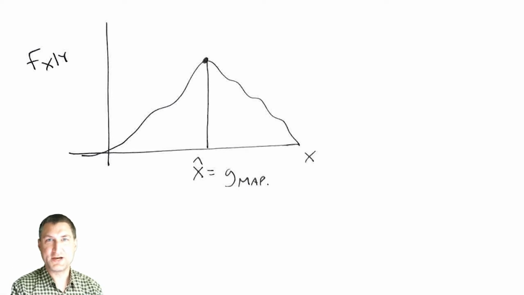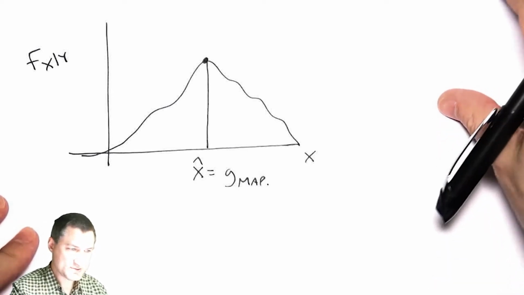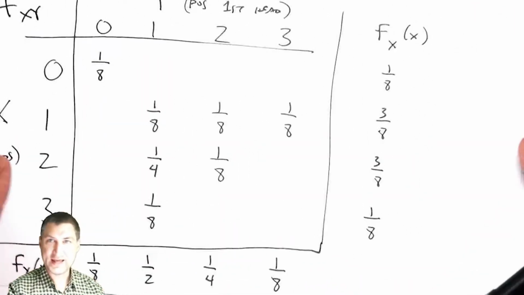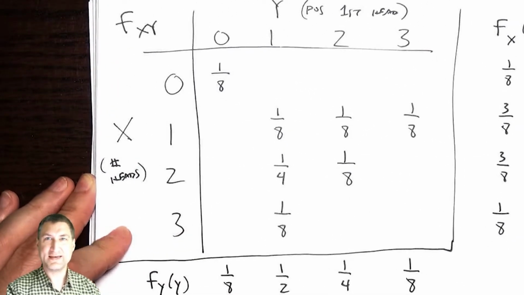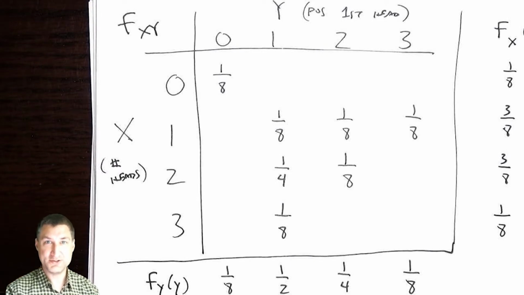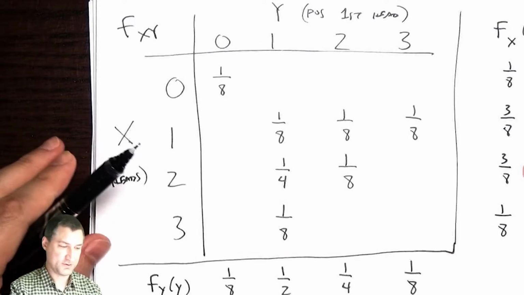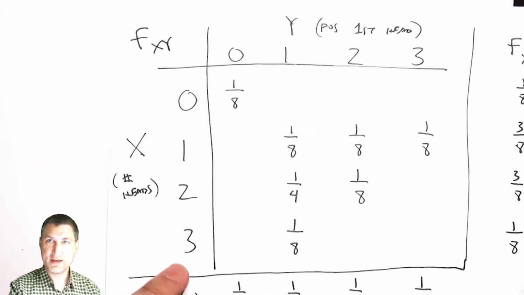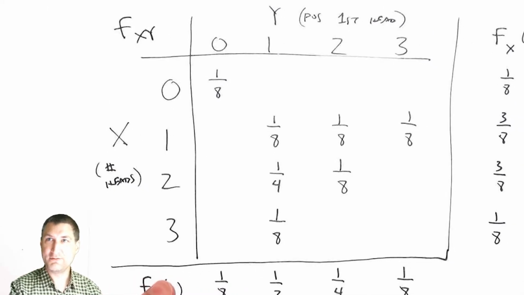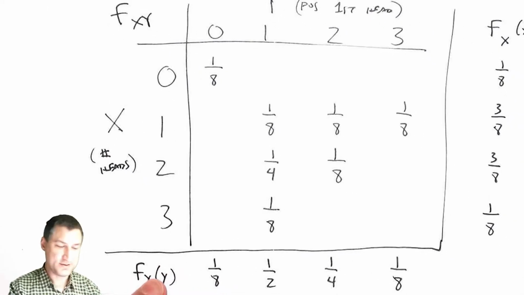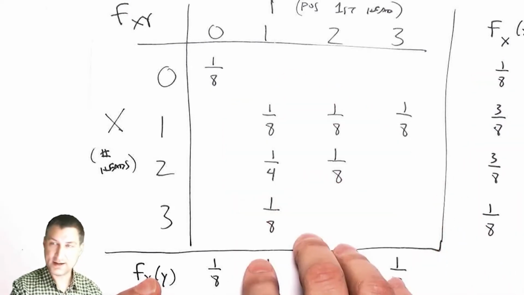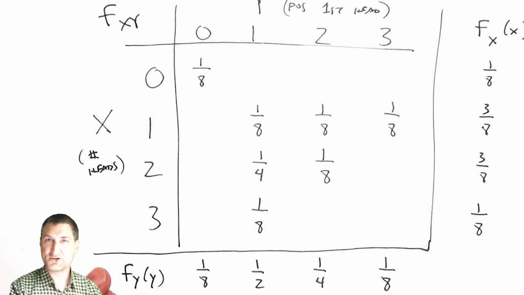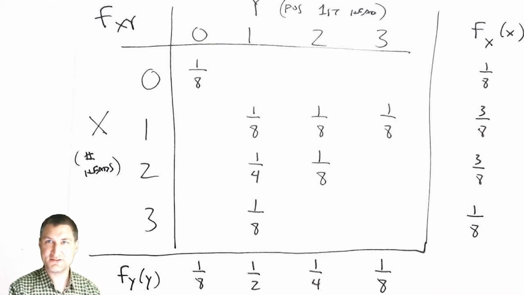To make this concrete, let me go back to our coin flipping example that I used several times before. I flip a coin 3 times, and I let x be the number of heads, and I let y be the position of the first head. So I have 4 possible values for x and 4 possible values of y. These are the joint probabilities in the table, and these are the marginals that I get from adding down the columns and across the rows. Hopefully this is a familiar example if you've watched previous lessons.